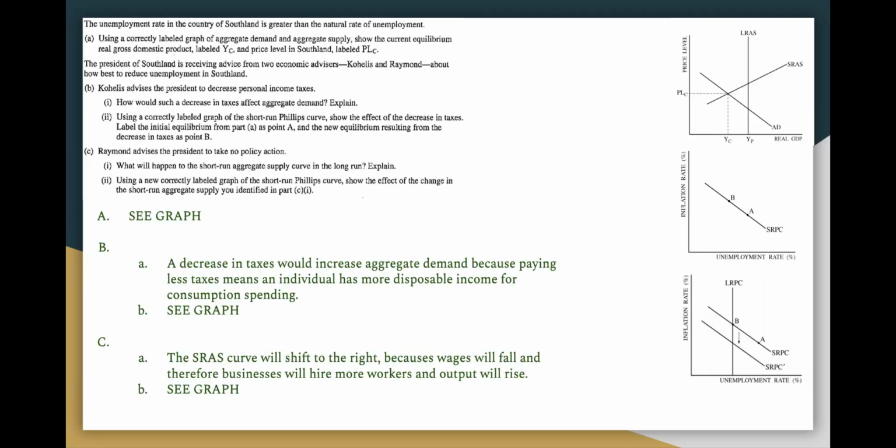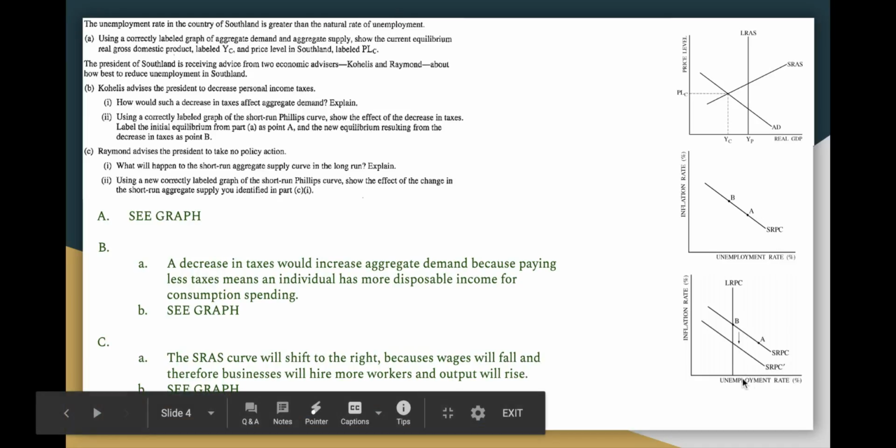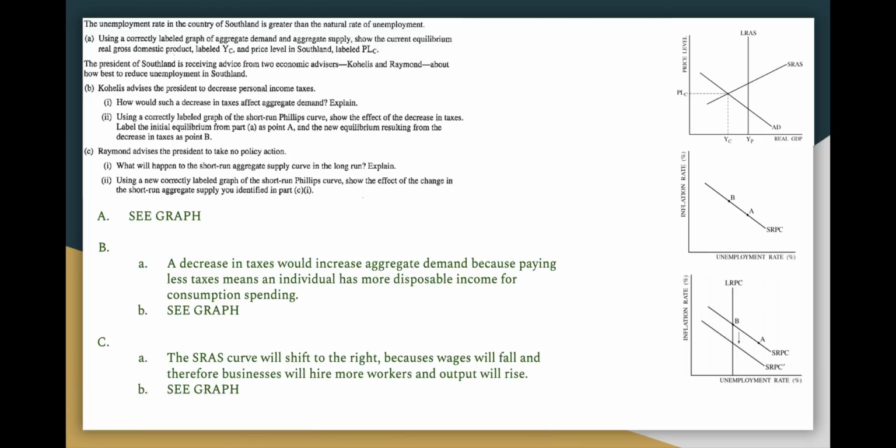So when we draw our Phillips curve, now we're talking about SRAS. So it's not like a movement like this guy, it is a shift like this guy. And what we're going to do is because SRAS shifts to the right, that means that SRPC will shift to the left. And that's how you answer that question.